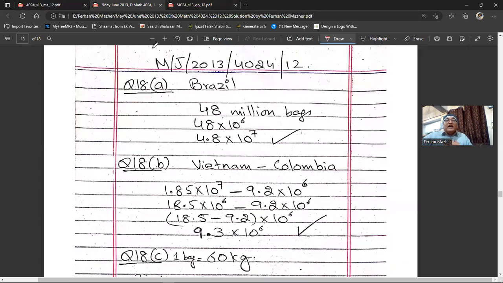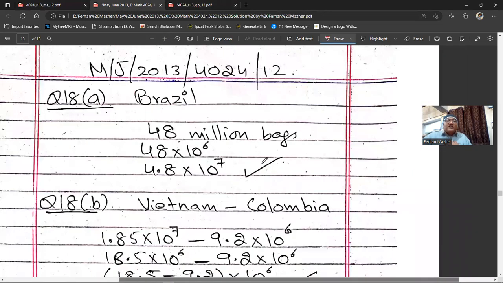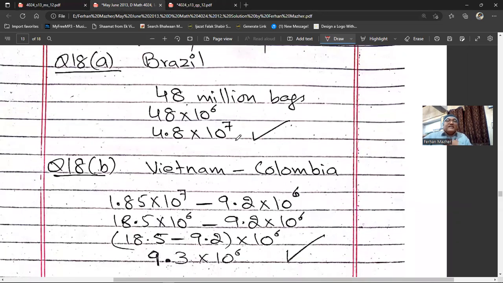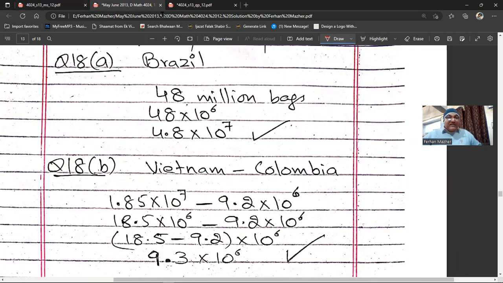You see, when I say million, it means 10 raised to power 6. So Brazil will be 48 million. That is 48 into 10 raised to power 6. Move this decimal one step here. This power will be increased by 1. So you will have 4.8 x 10^7 bags.